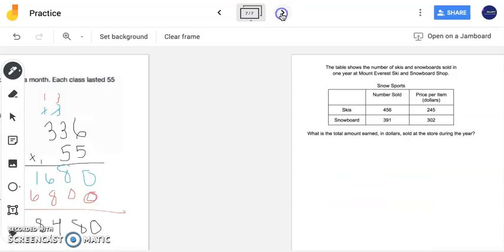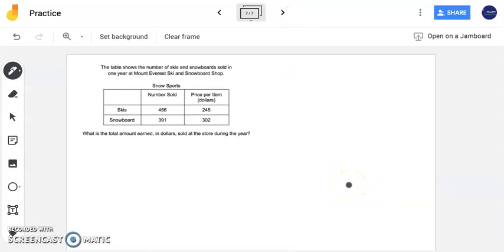This next problem is one of my favorite problems, and in fact, this was just like your homework last night, so I thought this was a great opportunity to go over it. I just changed it around just a little bit. So here it says the table shows the number of skis and snowboards sold in 1 year at Mount Everest Ski and Snowboard Shop. Fun fact, I do ski a lot in the wintertime, and my skis are currently actually at Mount Everest Ski and Snowboard Shop, getting sharpened a little bit before the season.